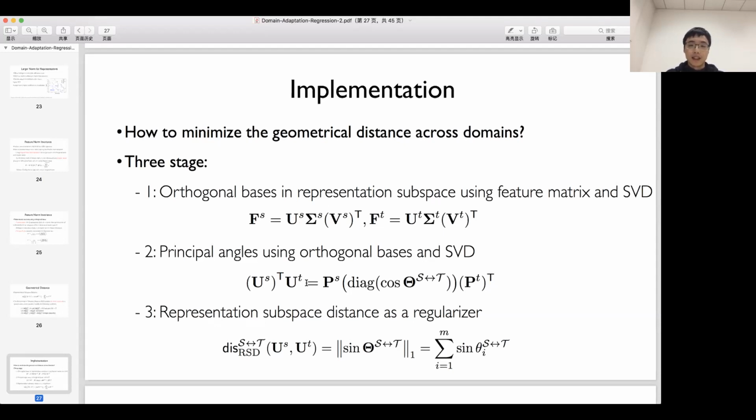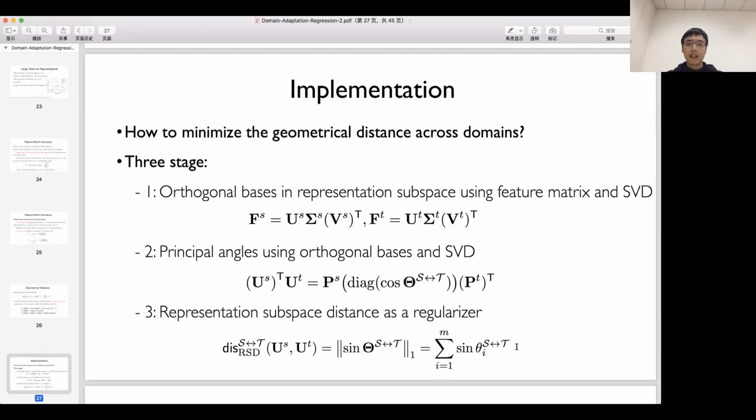It is just like we can use SVD to decompose this term, and we can get our principal angles. This is the principal angles. It is just the cosine value of all principal angles. So with this calculation, we can calculate our representation subspace distance and use it as a regularizer to close the domain gap.